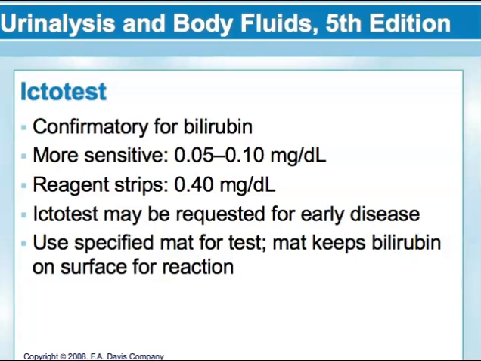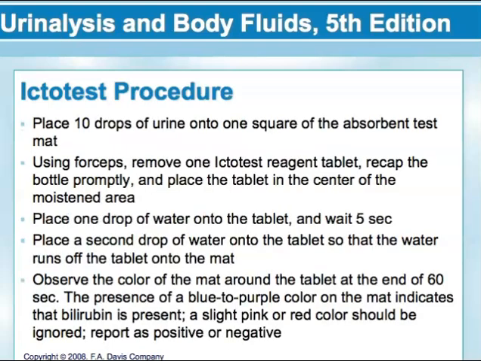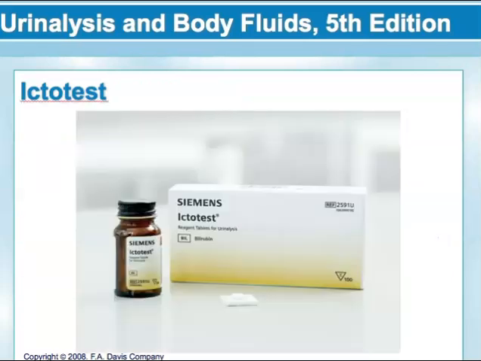So the procedure, you're going to place 10 drops of urine onto that special test pad that comes with the reagents. The tablet is then placed on the center of that wet area on the pad. A drop of water is placed on the tablet. You have to wait 5 seconds and then flush the tablet with water so that the water runs over the side of the tablet onto the mat. Wait 60 seconds and look for blue or purple color on the test pad. Okay, and that you can kind of barely see. There's that special test pad that's made for your Ictotest tablets.